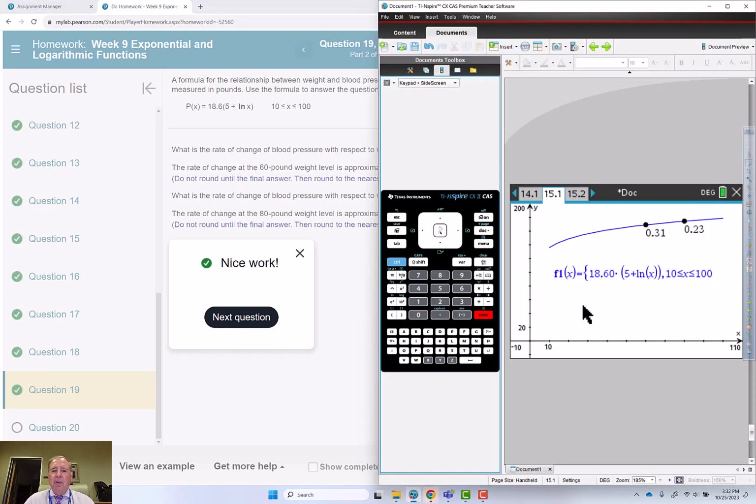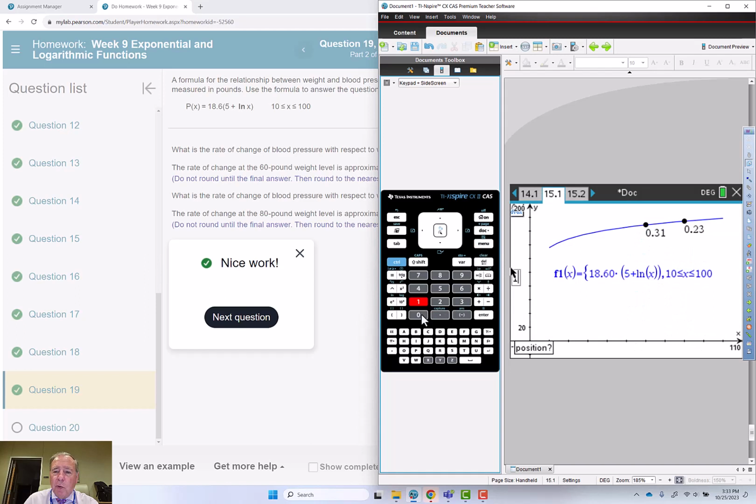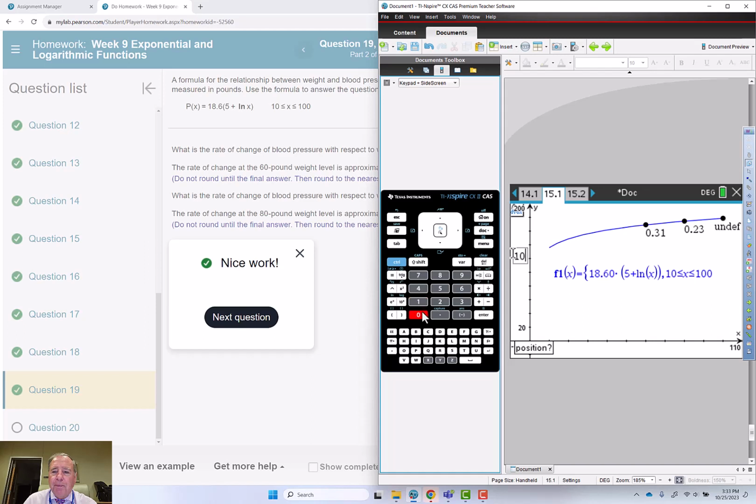Now I did another version of the problem where it said, what is the change in blood pressure per pound at 100 pounds? Well, if you remember, we cannot take the derivative at an endpoint. So these endpoints are 100 and 10. So if I go menu 6 and try to put in 100 and hit enter, the calculator correctly tells me that that's undefined. Same thing at 10. The calculator will say it's undefined.